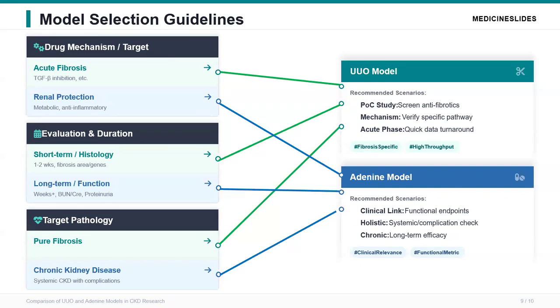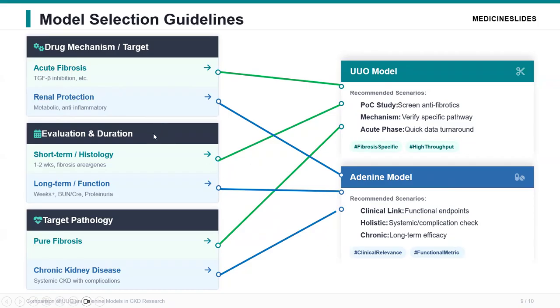This is a quick chart for the model selection guidelines. Let's say there are 3 different possibilities here. From the drug mechanism target point of view, if you are more interested in the acute fibrosis phase and your drug's pathway is TGF-beta inhibition, then our recommendation would be the UUO model. If the target is renal protection, metabolics, or anti-inflammatory, the adenine model might be more suited for you.